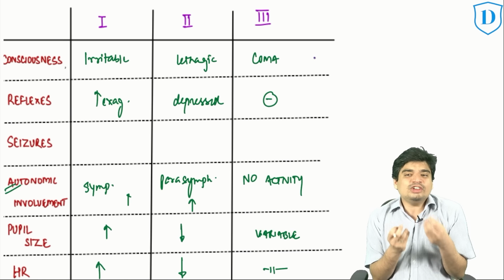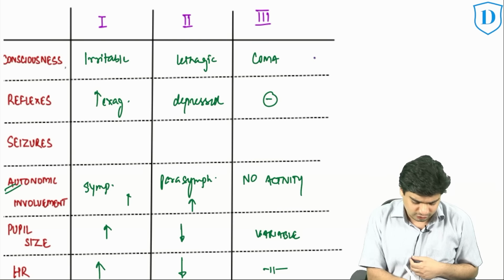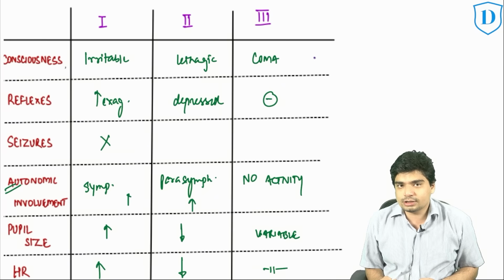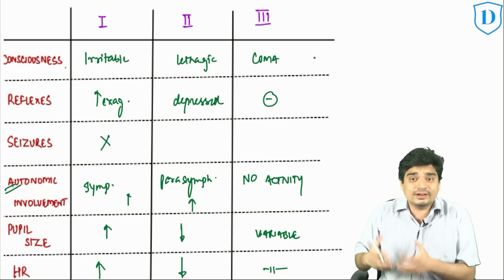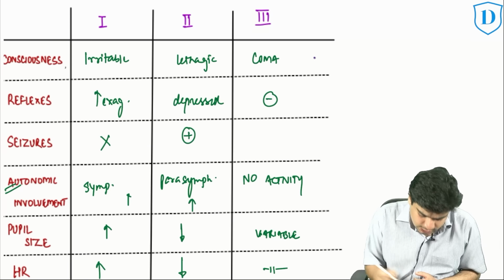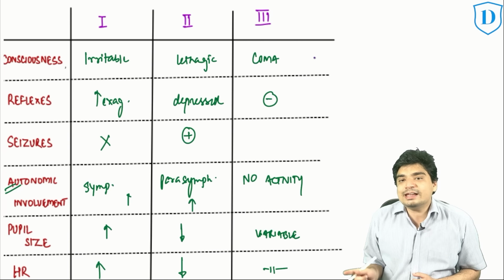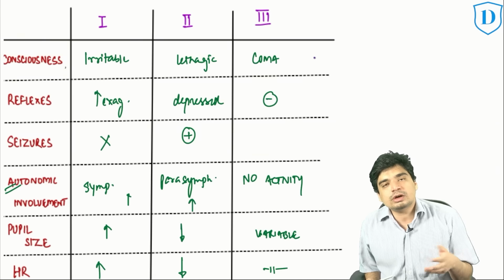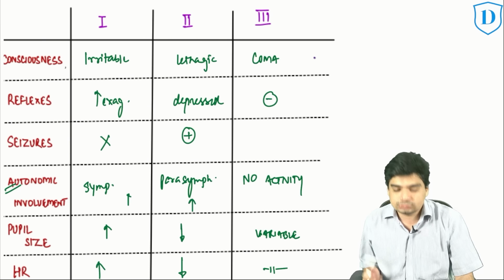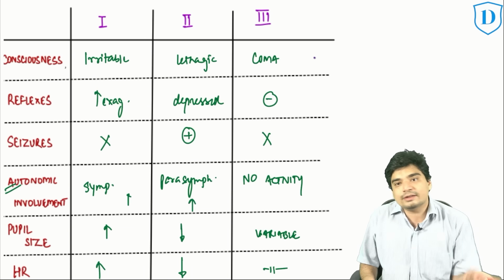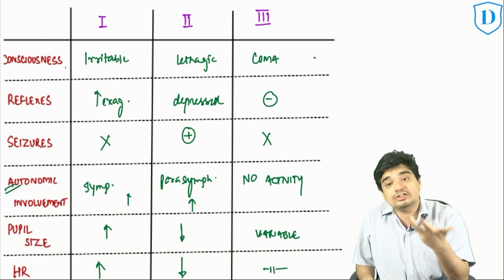Seizures. See, stage 1 is not severe enough to cause seizures. So seizures don't occur here. In stage 2, the severity has increased, so seizures will occur. And in stage 3 HI, now the brain is dead. If you have a brain dead child, how will the seizures occur? Again, clinically evident seizures are not there.